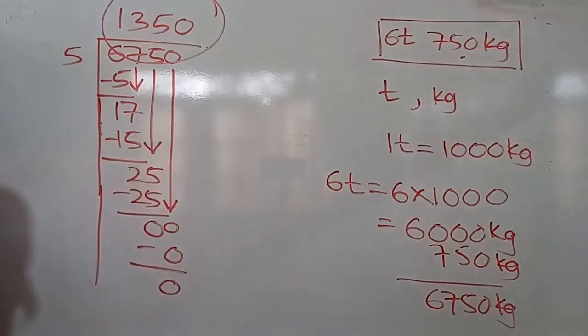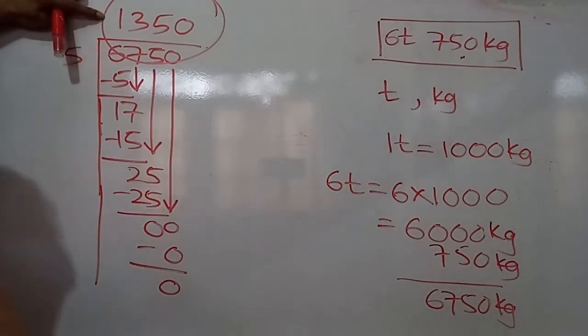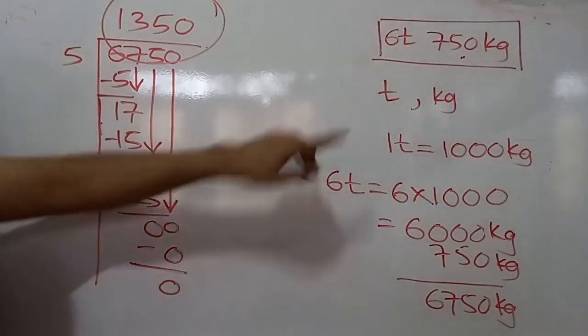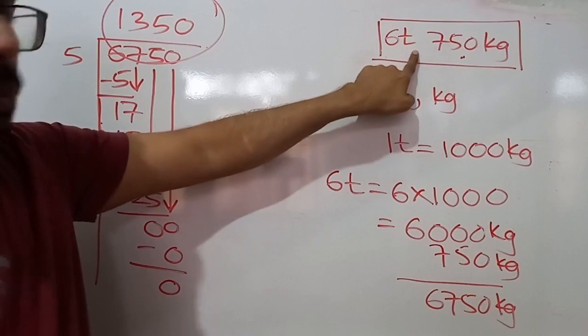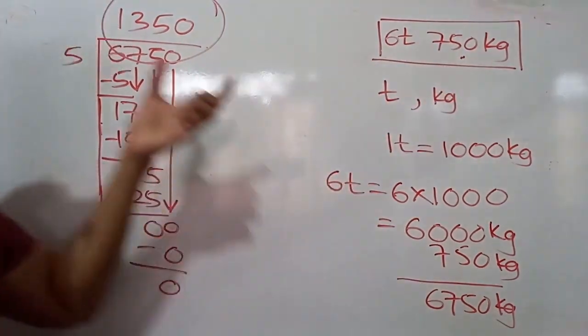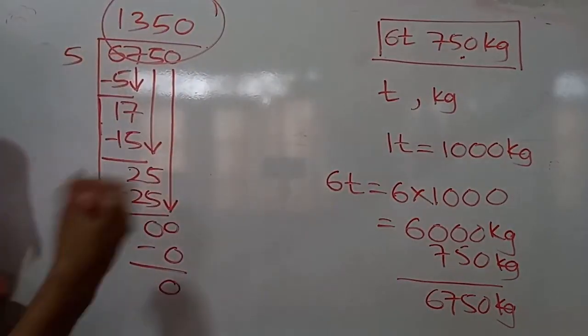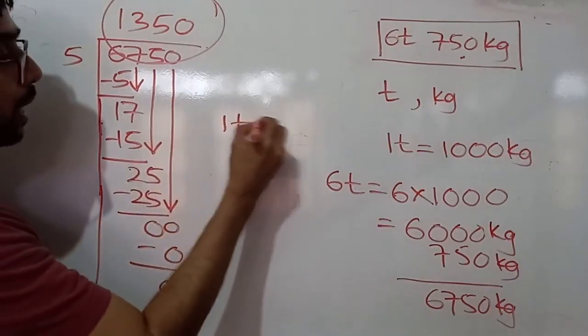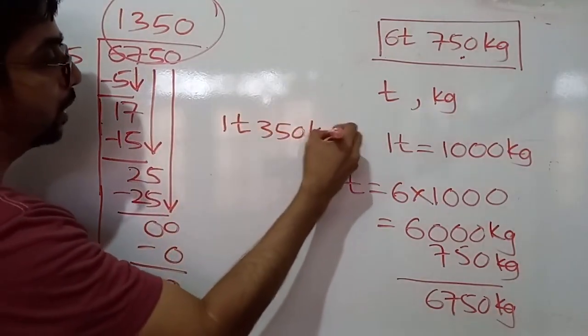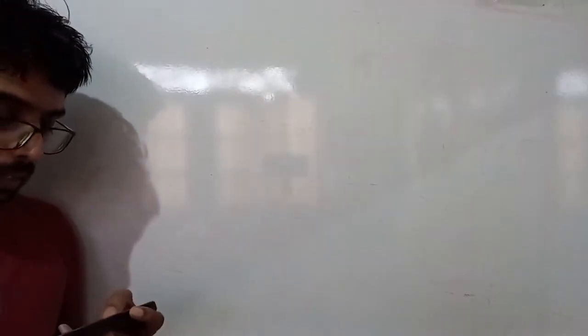But it is better for us to write down this amount, which we calculated in kilograms, in the same form it was given to us. It has been given to us as tons and kilograms. So it is better for us if we convert this amount into tons and kilograms, right? So what will that be? 1 ton and 350 kilograms. Right, so we will go to the next example.